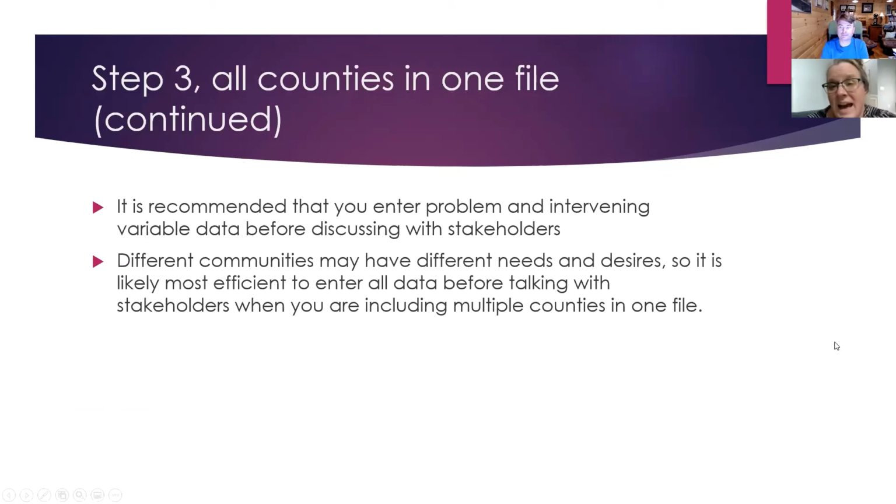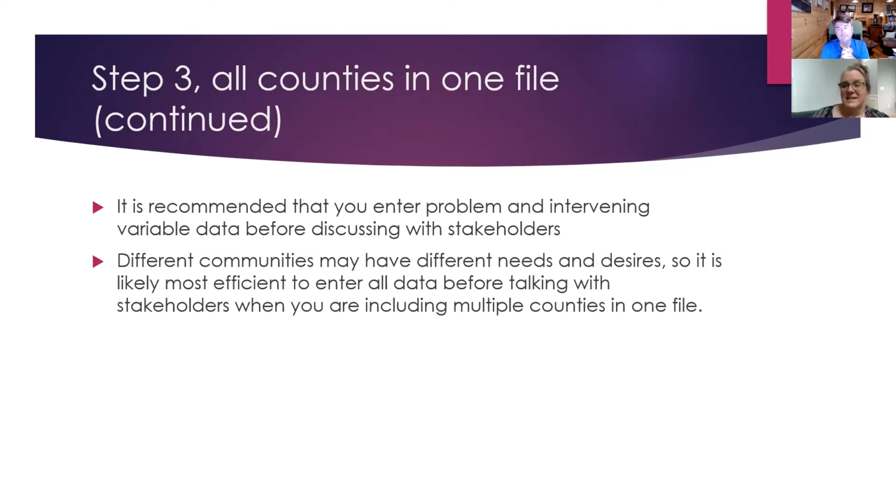Unlike how we would recommend this if you were entering one county in a separate file, if you're going to include multiple counties in one file, I recommend that you enter all your intervening variable data and your problem data before you go to stakeholders, because it's very likely that they'll approach things differently, and I believe it will be more efficient for you if you just enter all the data first.